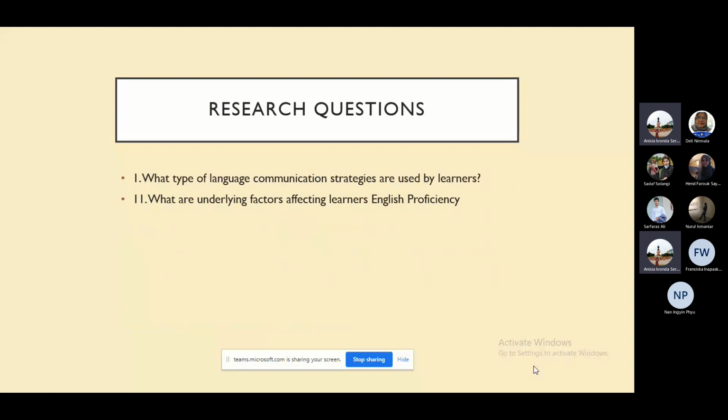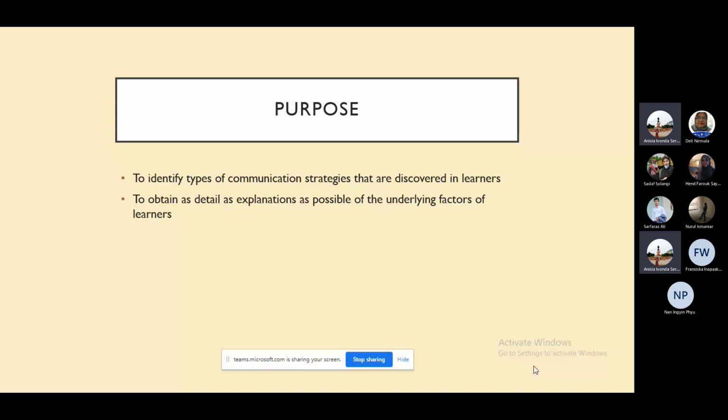And research questions. I have two research questions. First, what types of communication strategies are used by learners? And after finding out the communication strategies, I will relate it to the second question: what are the underlying factors affecting learners' English proficiency, or in other words, affecting learners' communication strategies? And the purpose: first, to identify the types of communication strategies that are discovered in my learners, and then to obtain as detailed an explanation as possible of the underlying factors of learners. Pardon my sentence over here, it's grammatically a bit wrong.